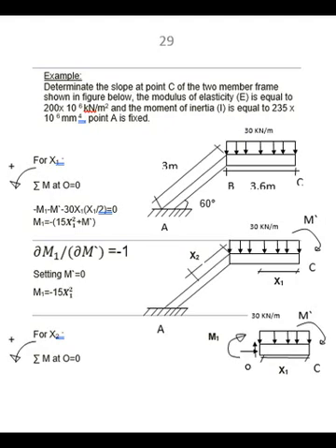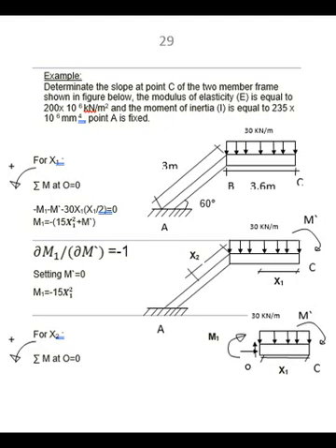We will apply a moment M dash at point C, the point where we want to find the slope. Then we will divide the frame into two segments, x1 and x2.